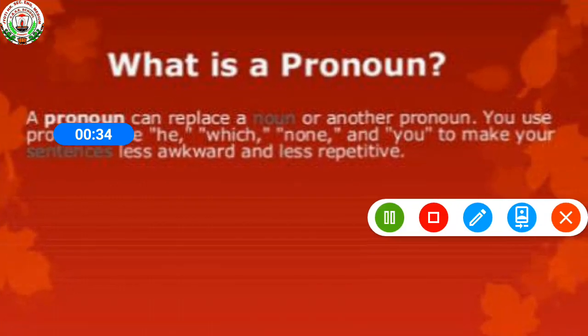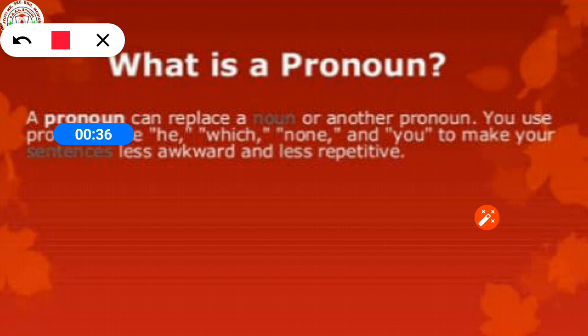So, a pronoun can replace a noun or another pronoun. You use pronouns like he, which, none, and you to make your sentences less awkward and less repetitive. So it means a pronoun is a word which is used in place of a noun.